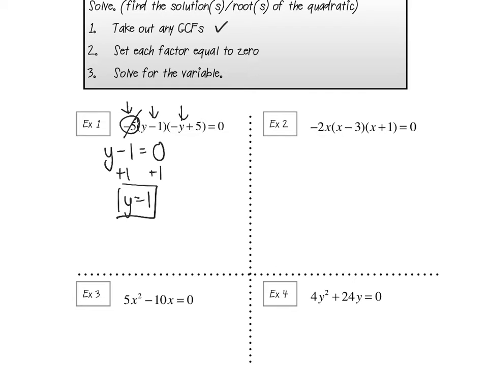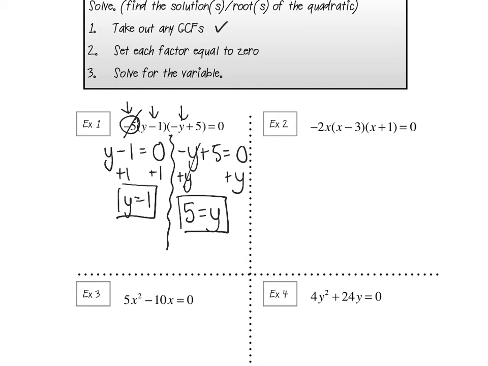And then if we set the next one equal to 0, we have negative y plus 5 is equal to 0. The best way to solve this would be to move the y onto the other side because it's negative and I want it to be positive. So I'm going to add it. So if I do that, I have y equals 5. There are your 2 solutions to the equation. So we didn't have to factor that one out or factor out a GCF because it was already done for us pretty much.